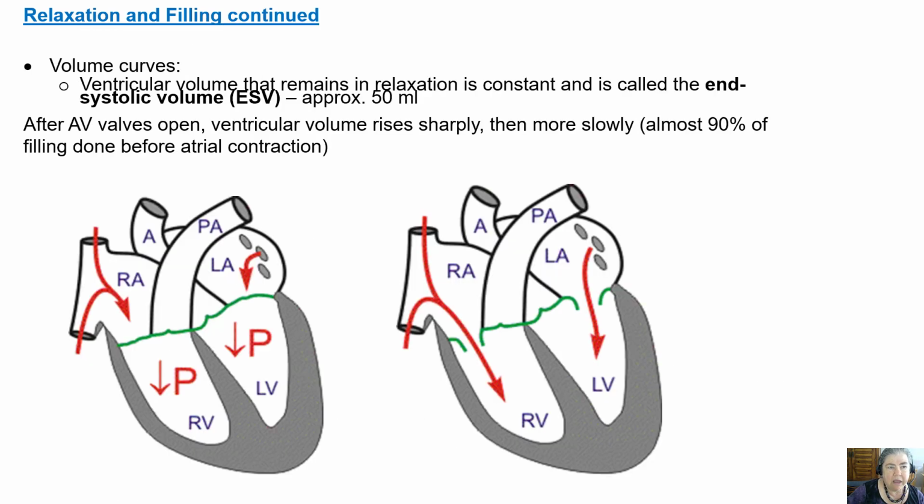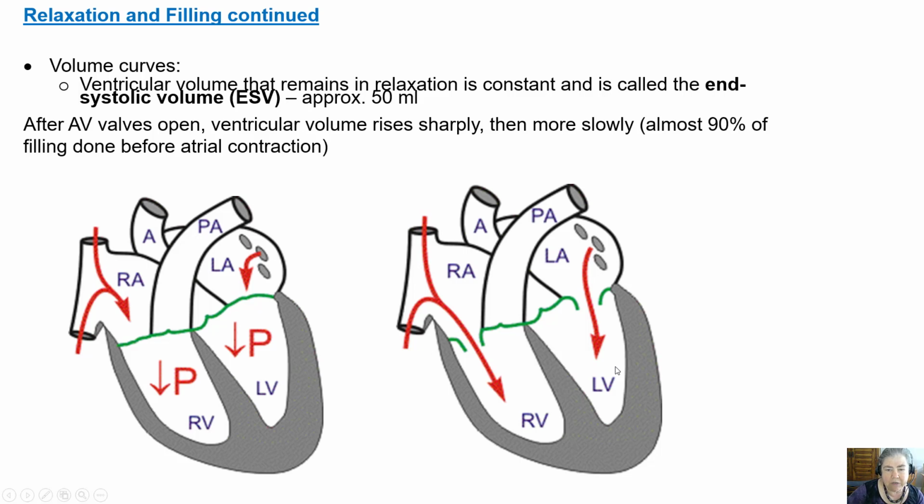When the ventricle is empty, that's the end systolic volume, and that's about 50 ml in a normal heart. Once the AV valves open, as I said, ventricular volume goes up pretty quickly, then more slowly, about 90% of it occurring before atrial contraction, which contributes that extra 10%.